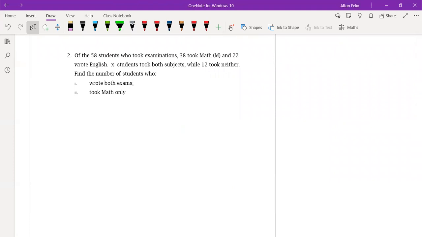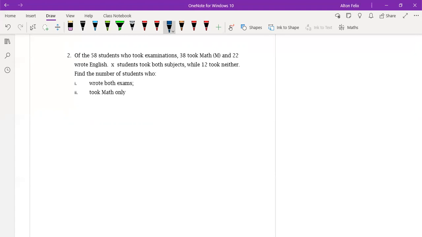Of the 58 students who took an examination, 38 took math and 22 wrote English. x students took both subjects while 12 took neither. Find the number of students who wrote both exams and who took math only.